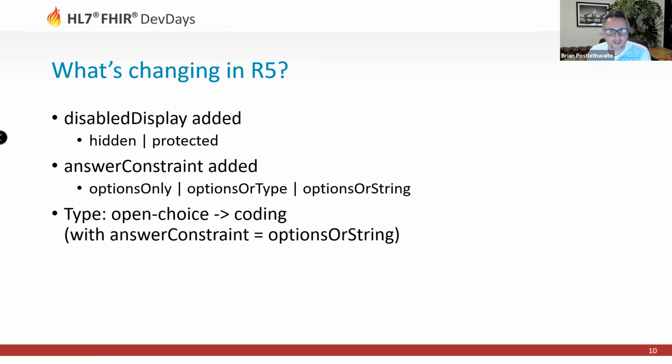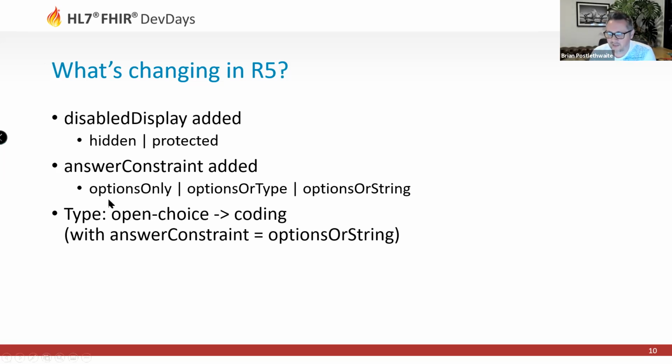And the good part about this is there's very little that's actually changing between R4 and R5. Specifically, we added disabled display. So when you've got enable when, that's going to disable it, this property tells you, should I be hiding it or should I just be marking it as read only? So there's sort of some control there.